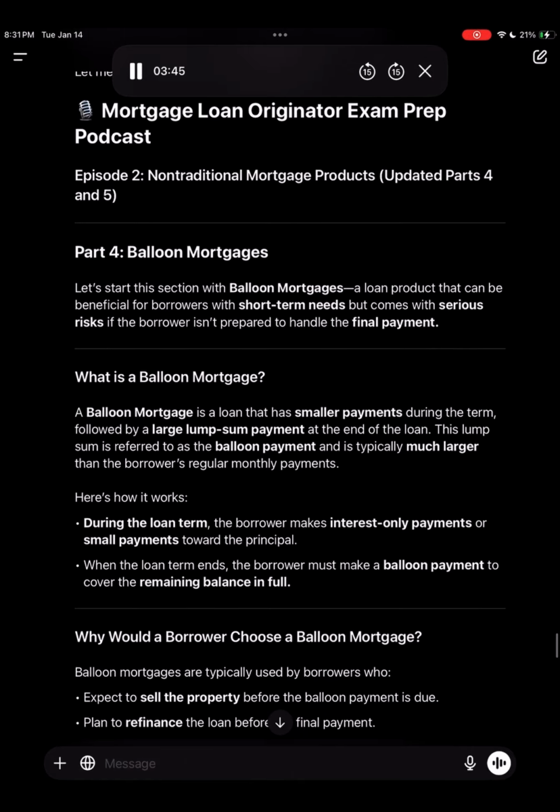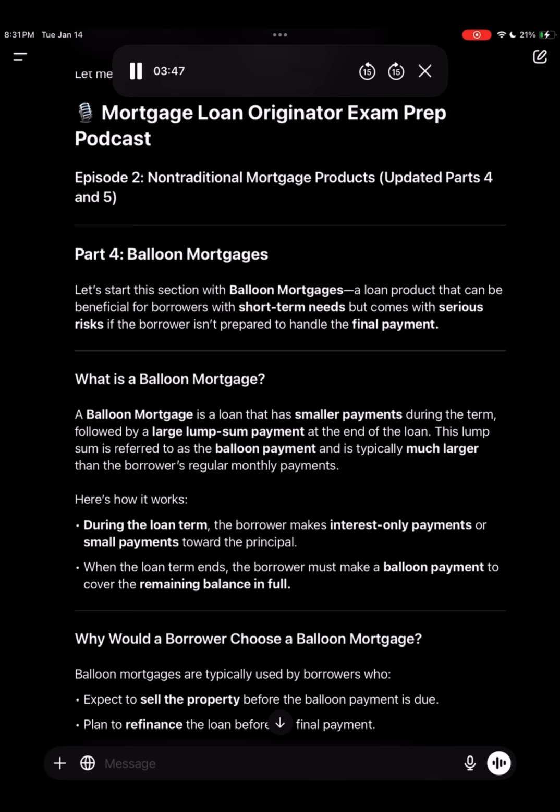Let's start this section with balloon mortgages, a loan product that can be beneficial for borrowers with short-term needs, but comes with serious risks if the borrower isn't prepared to handle the final payment. What is a balloon mortgage? A balloon mortgage is a loan that has smaller payments during the term, followed by a large lump sum payment at the end of the loan.